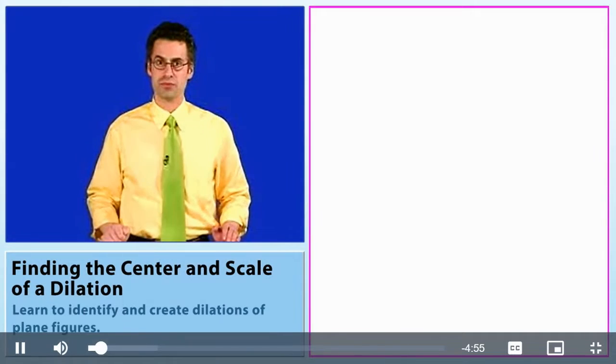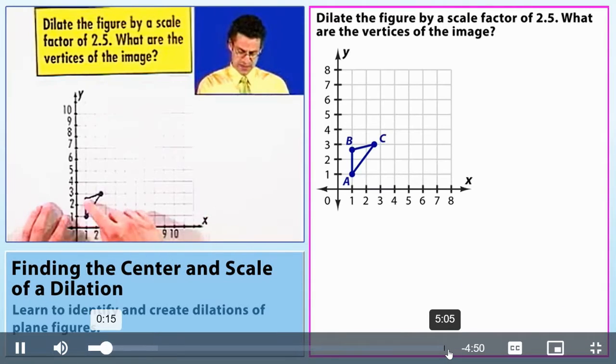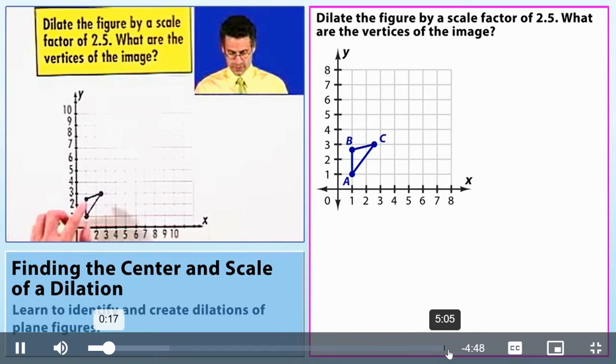Okay, so here's a fun challenge that we can think about in the coordinate plane. Let's dilate this triangle, this little figure we see here, by a scale factor of 2.5. And the question is, what are the vertices of the image? Now let's just think about this.